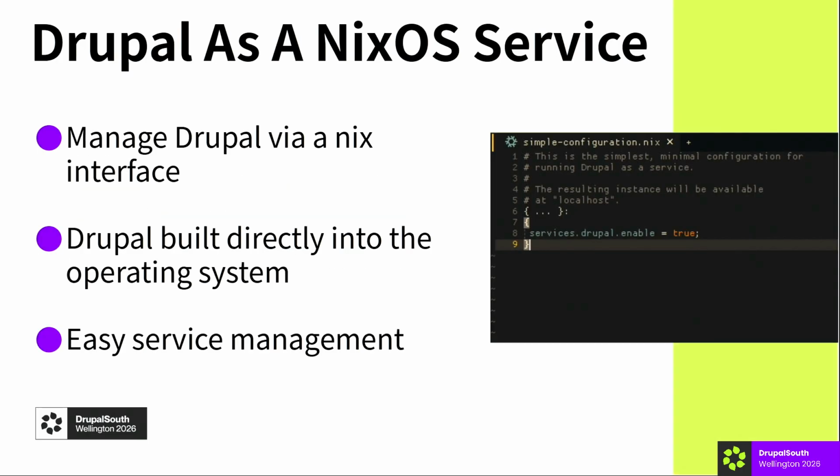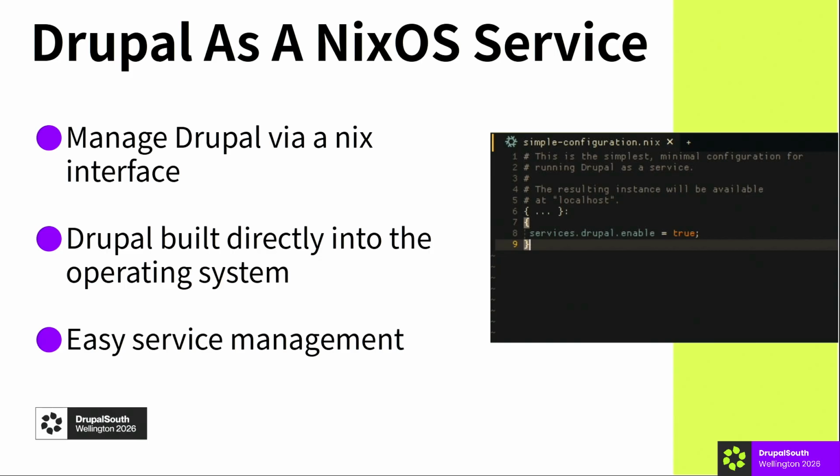So in NixOS, you can toggle on or off entire groups of software that are pre-configured and designed to work together to form what is called a service. This can be something like a firewall or a media server, or in this case, it could be Drupal. So using this simple configuration, you can just turn Drupal on.